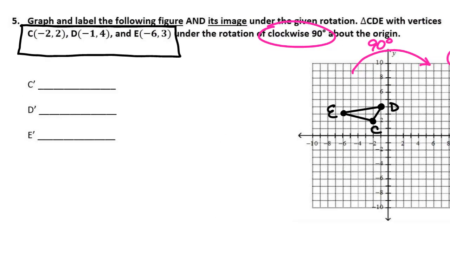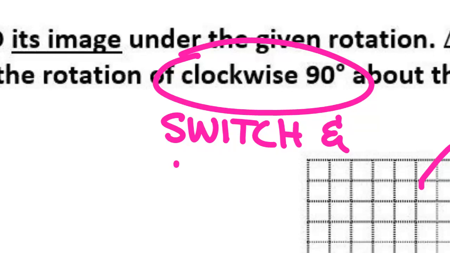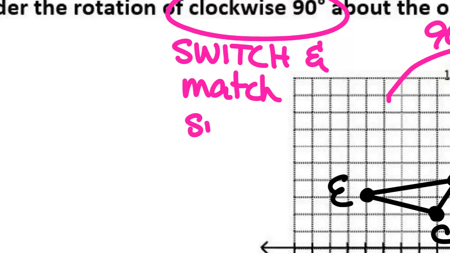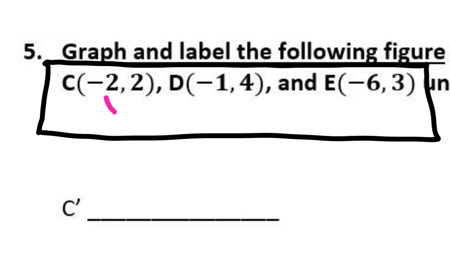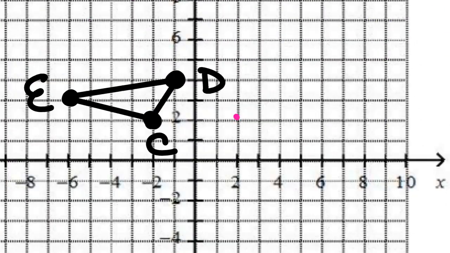Do I need to switch my ordered pairs? Yes. So we're going to switch and match signs. We said everybody's going to end up positive. So when I switch C around and I make everybody positive, C prime would be where? 2, 2. Let's go graph that. 2, 2, right here. There's my C prime.